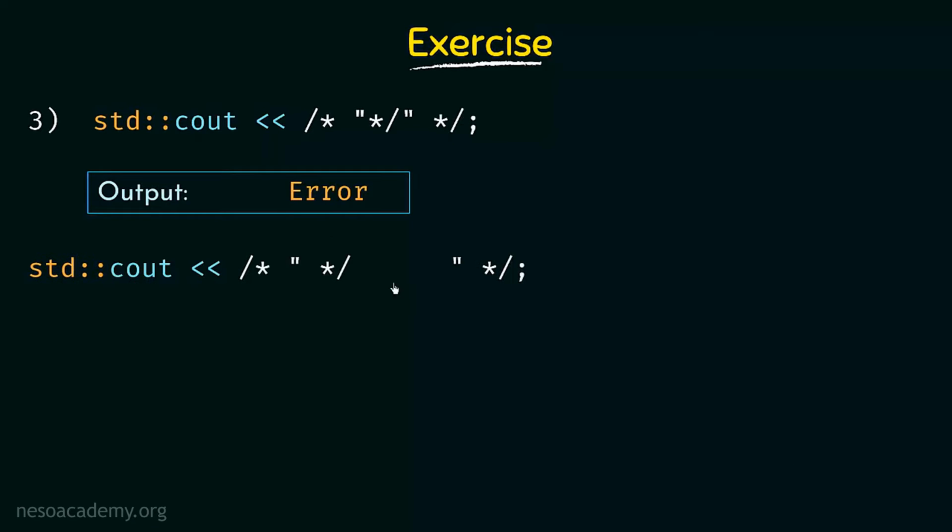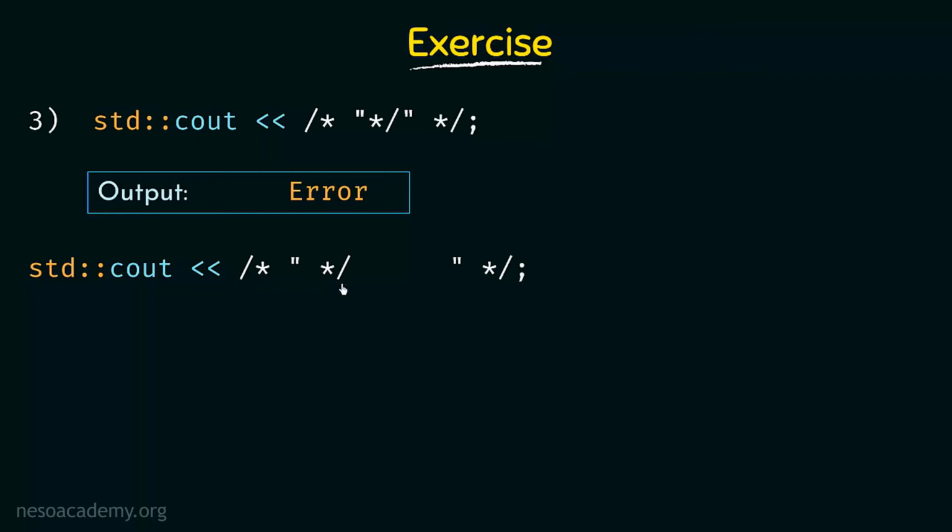Here I have written the same statement, but I have put some space in between to make it more readable for you. Here we have this starting delimiter. If you notice, this is a proper starting delimiter for a paired comment. And then we have this double quote, and then we have this closing delimiter for the paired comment.